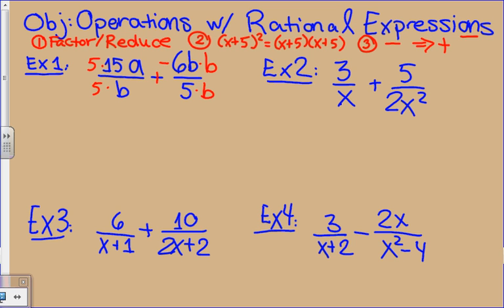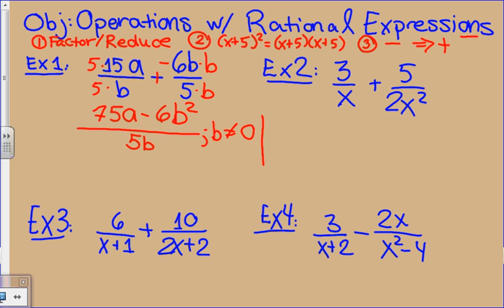So 5 times 15 brings us out to 75a minus 60b squared, all over 5b. Okay? I think this is as far as we can go. So now we just need to state a restriction. We do have a b in the bottom. So what can b not equal? Only focus on the bottom. Good.